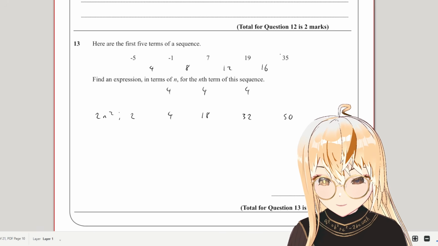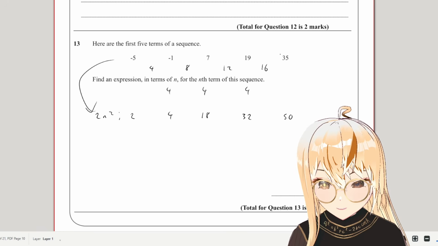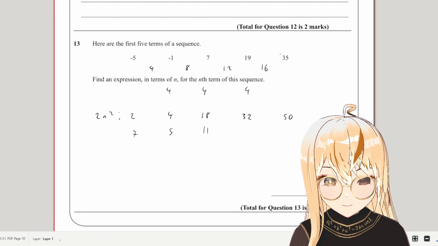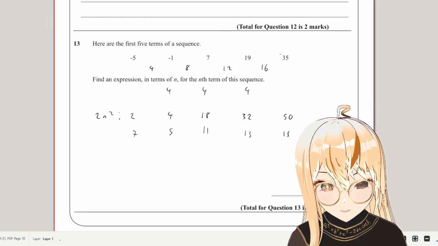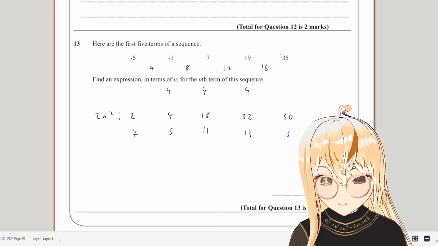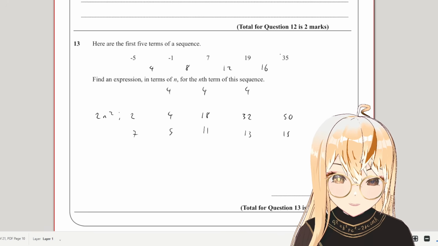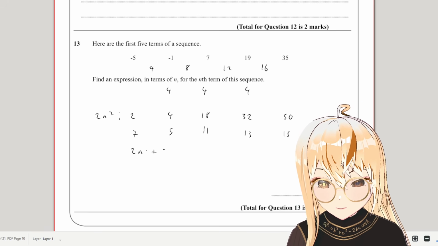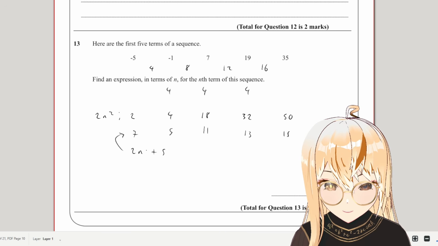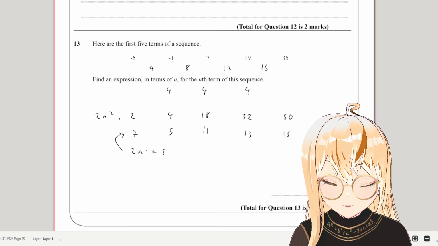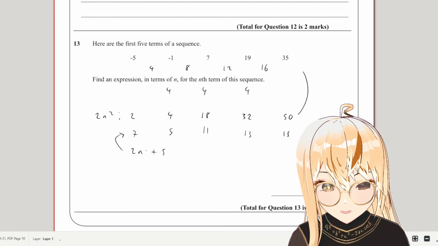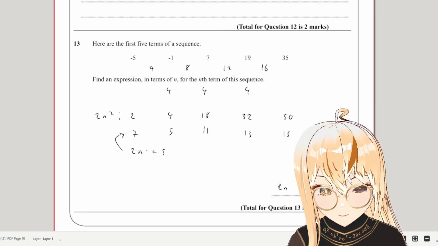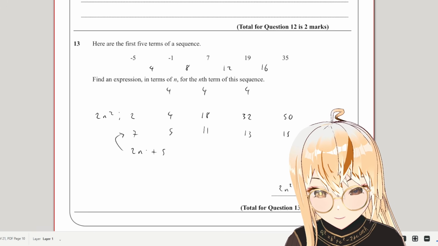So the differences from this to this is 7, 5, 11, 13, and 15. So that looks like an arithmetic sequence because they're all going up by 2. That would be 2n plus 5 for this sequence here. And so since this sequence up here is actually less than this one, we're actually going to be subtracting 2n plus 5. So our final sequence is 2n squared minus 2n minus 5.